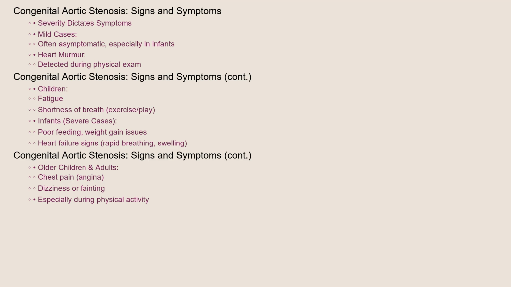The signs and symptoms of congenital aortic stenosis vary depending on the severity of the narrowing. Mild cases may have no noticeable symptoms, especially in infants and young children. As the stenosis worsens, symptoms can include a heart murmur, detected during a physical exam. Children may experience fatigue and shortness of breath, especially during exercise or play. In severe cases, infants may have poor feeding, difficulty gaining weight, and exhibit signs of heart failure, such as rapid breathing and swelling. Older children and adults can have chest pains, angina, dizziness, or fainting spells, particularly during physical activity.